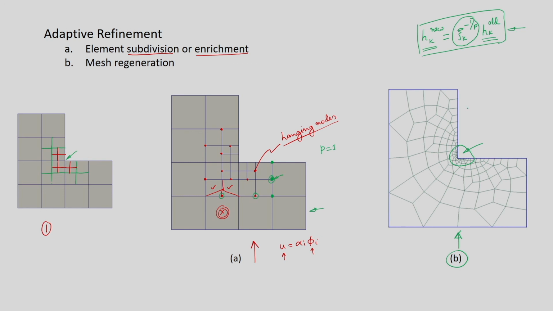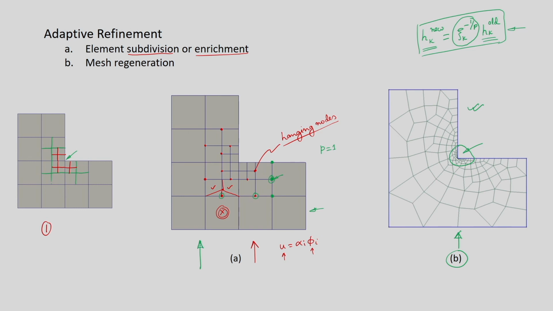Now, this approach is advantageous because we can achieve convergence maybe in 1 or 2 steps, since we are calculating the h required to attain that energy norm error. Whereas in the enrichment approach, there is no guarantee that it will converge in 1 or 2 steps. It can take 6, 7 or 8 iterations or refinement steps. So, that is the problem with enrichment.